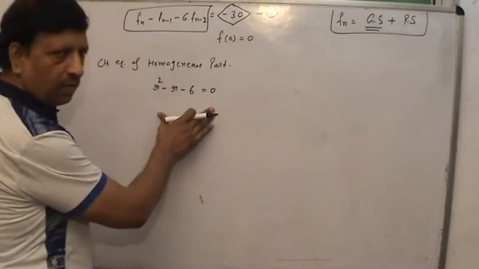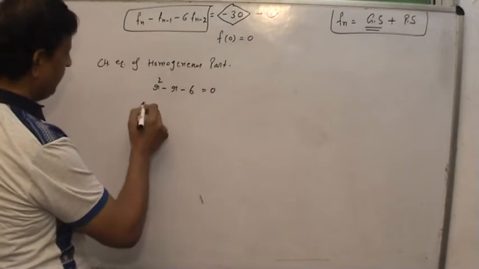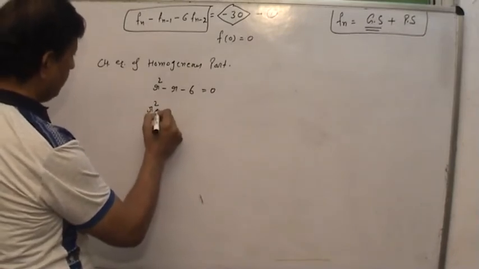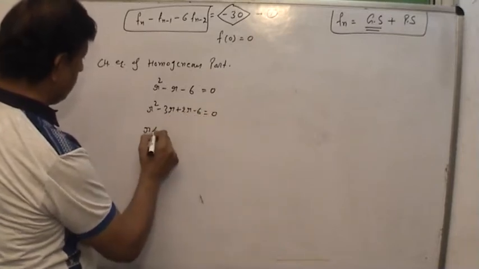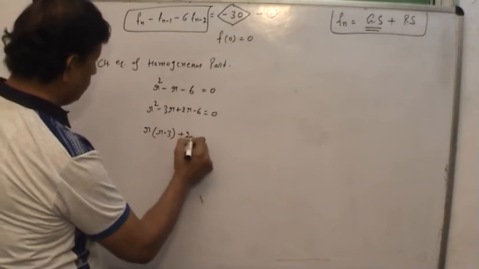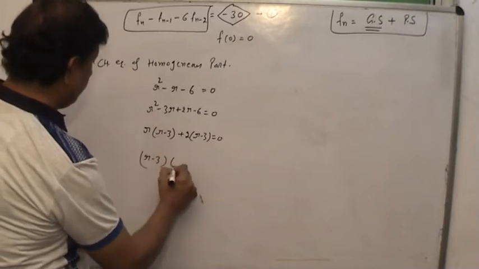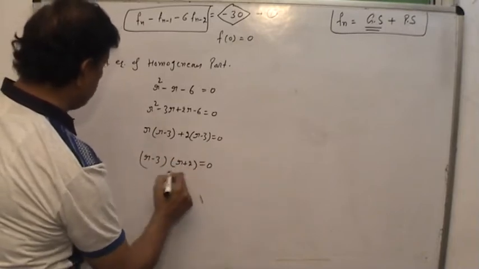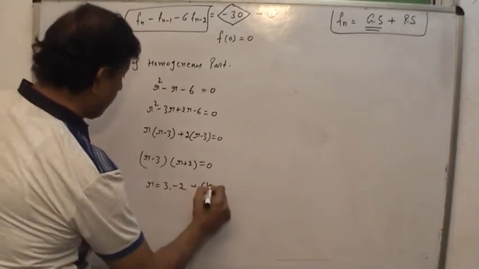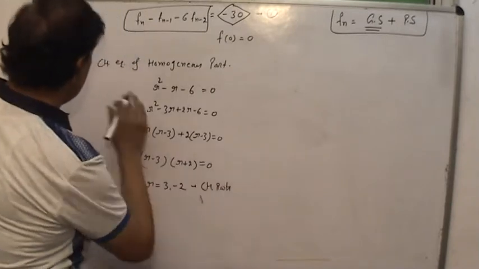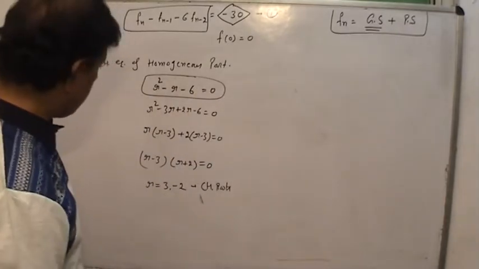Now first we solve the general portion for the homogeneous part. In the same manner, it's r square minus 3r plus 2r minus 6 is equal to 0. r minus 3 plus 2 into r minus 3 is equal to 0. Then r minus 3, r plus 2 is equal to 0, and r is equal to 3 and minus 2. We say these are the characteristic roots of the characteristic equation of the homogeneous part of the given recurrence relation.